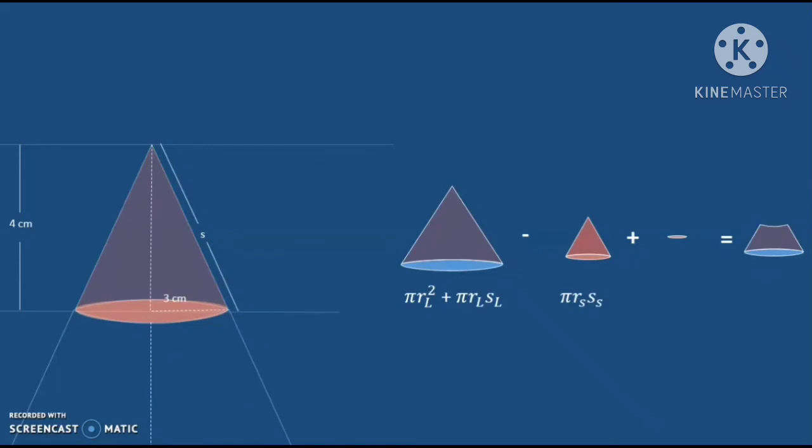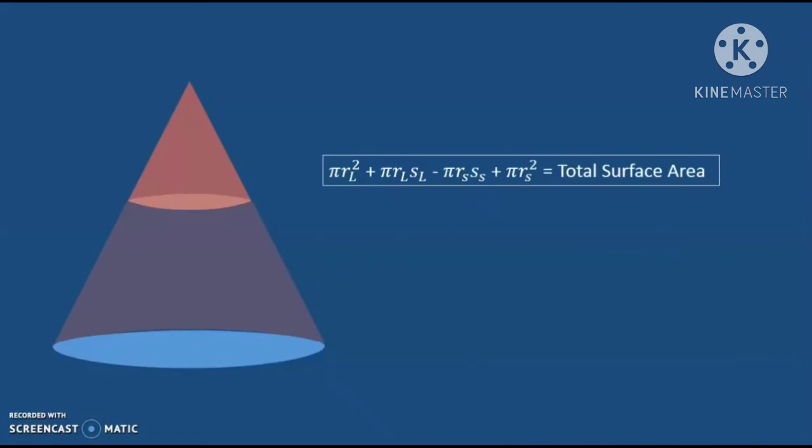Lastly, what is the base area of the small cone? What we know is πr², but we need to be more specific, so we use πr_s² to represent the small base. So we get the formula for the total surface area of the cone.